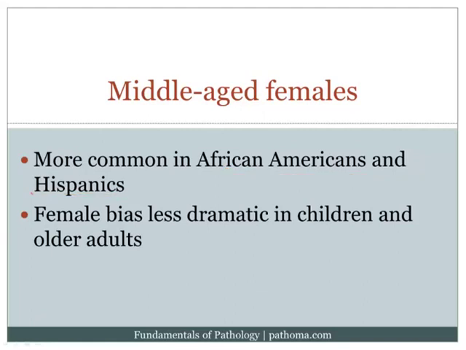Now, I should note that it can occur in children, and it can also occur in older adults. However, the female bias is less dramatic. So, for example, if you look at individuals that are middle-aged who develop lupus, for every 10 females that develop lupus, one male will develop lupus. Whereas if you look at children and older adults, for every 2 females that develop lupus, one male will develop lupus. And so the female bias is less dramatic in children and older adults.